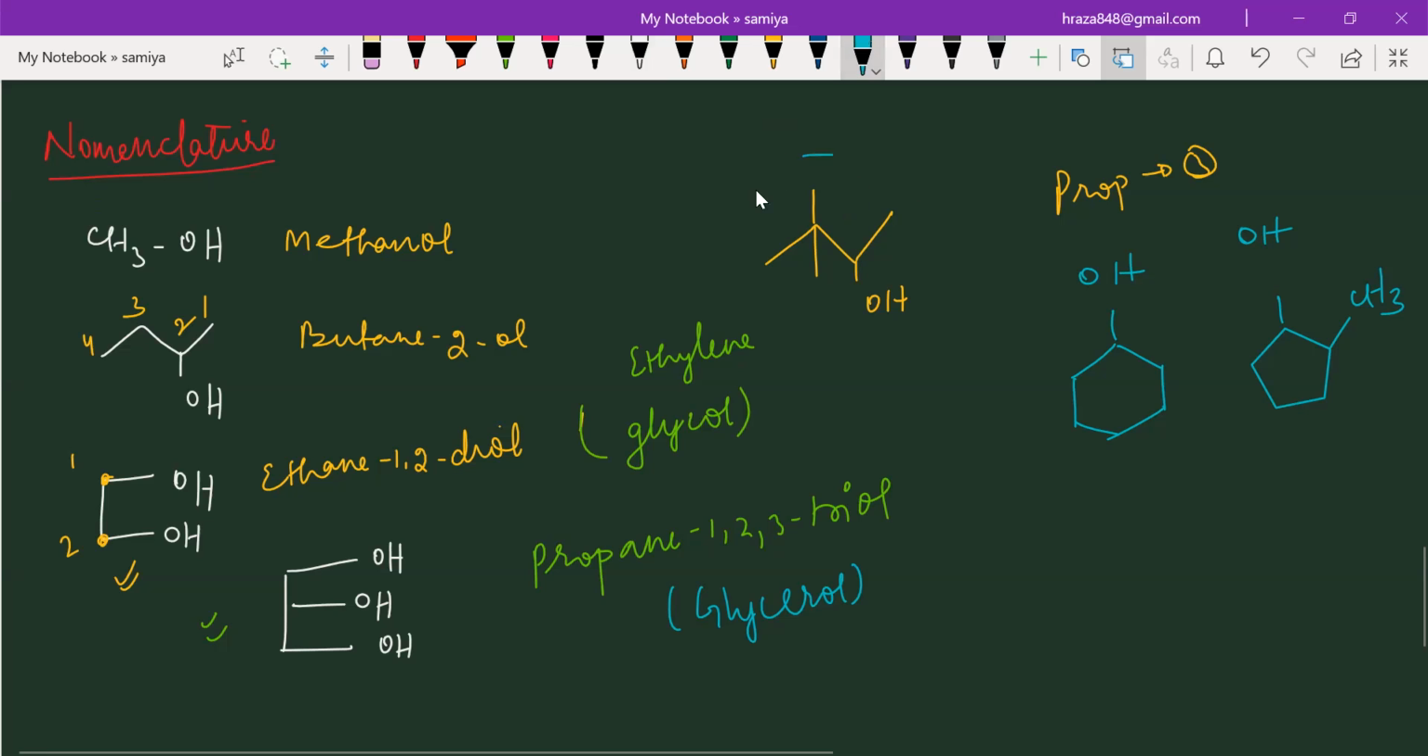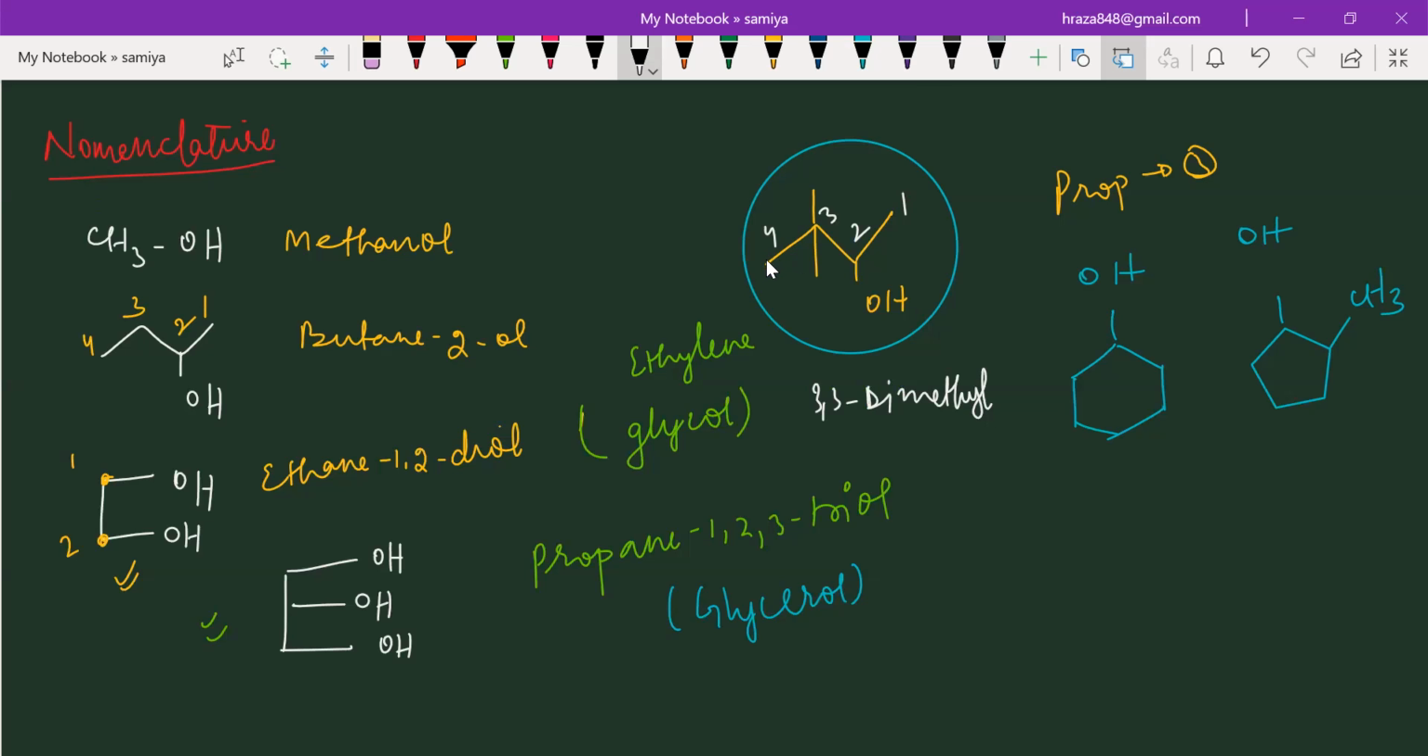Madiha, can you name this compound? So we need to give the numbering. If you are going from left, the functional group will get the third position. And as you know, we give preference to the functional group. So in order to give preference to the functional group, this will be 1, 2, 3, 4. And the name will be 3,3-dimethyl.